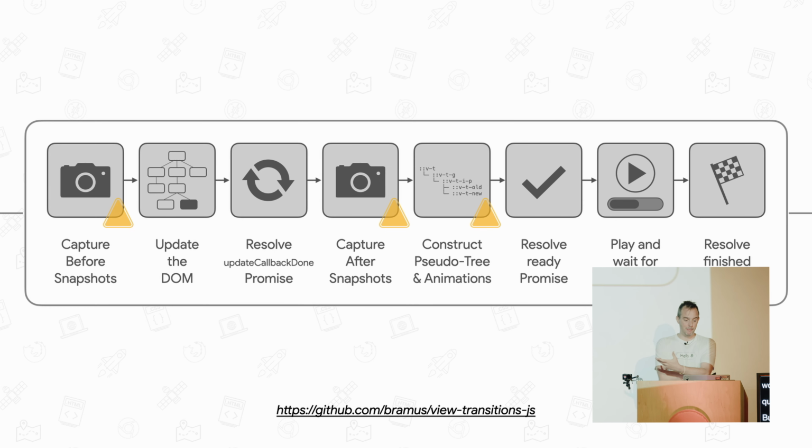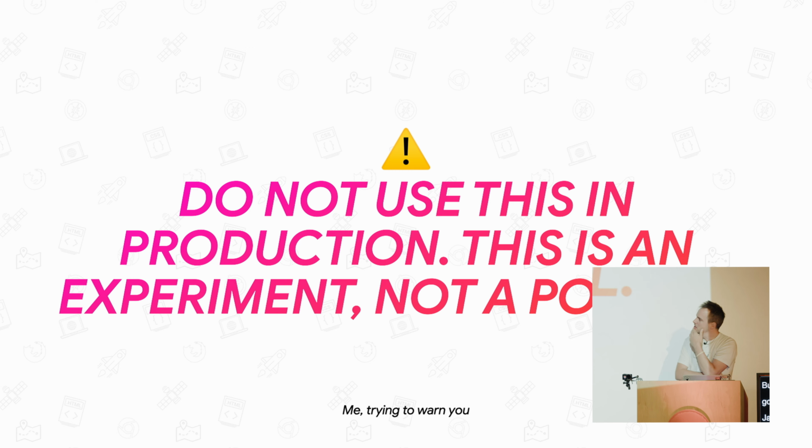Like, for example, capture the before snapshots. Pause rendering is also somewhere in between there. Capture the after snapshots. I can't do that. Maybe with HTML in Canvas I can do nowadays. I need to check that. But construct a pseudo tree, I'm just constructing real elements, so I can't really do that. So yeah, this is not a polyfill. Don't use it in production.